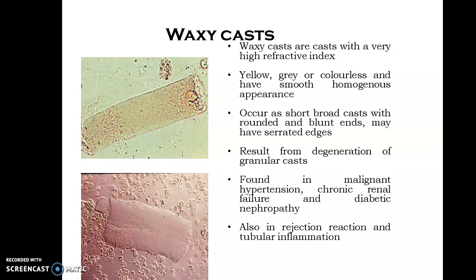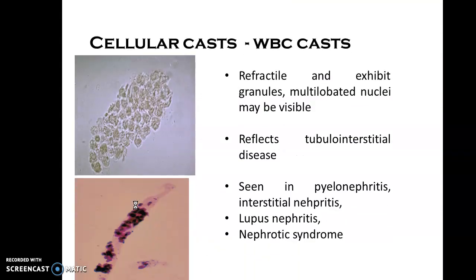Coming to waxy casts, they are the ones with a high refractive index, and they are grey or colorless. They have a smooth, homogeneous appearance with blunt ends, and they are the degeneration of granular casts. They are seen in chronic renal failure, hypertension and diabetic nephropathy. So we do not find them in normal urine. Usually when we report a waxy cast, there has to be an underlying disorder.